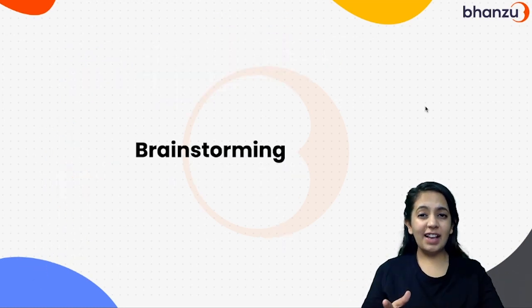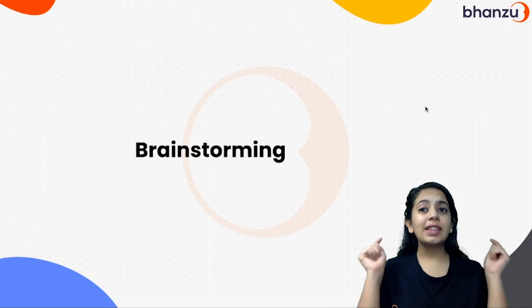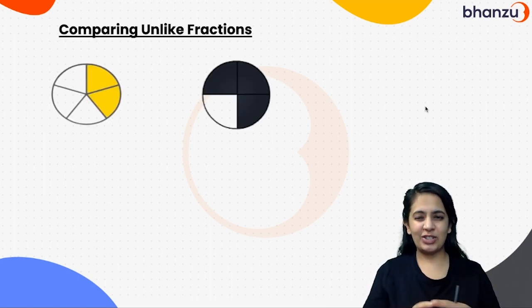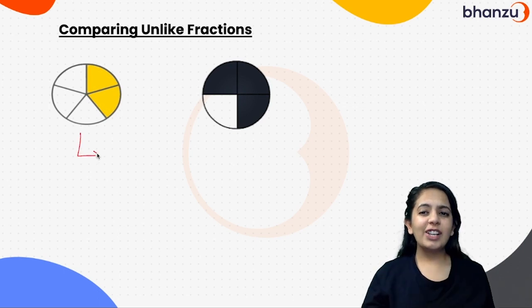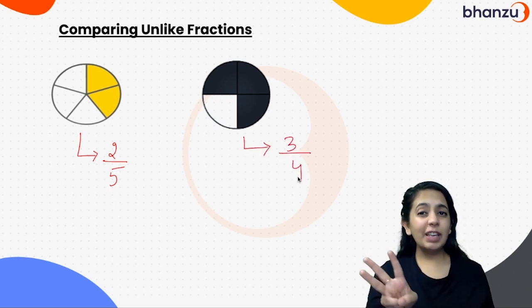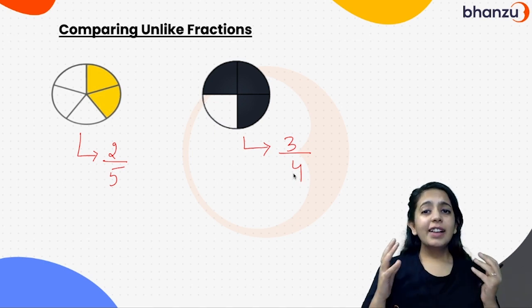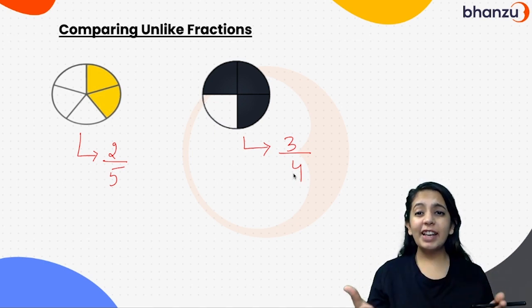By the end of the last session, I also asked you to think wisely about this question: how to compare the unlike fractions? Here the fraction is 2/5 because 2 parts are colored out of 5, and in the next one the fraction is 3/4 because 3 parts are colored out of 4. Now how do we compare the unlike fractions?